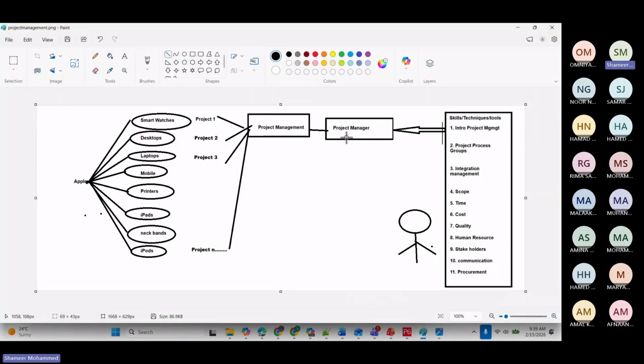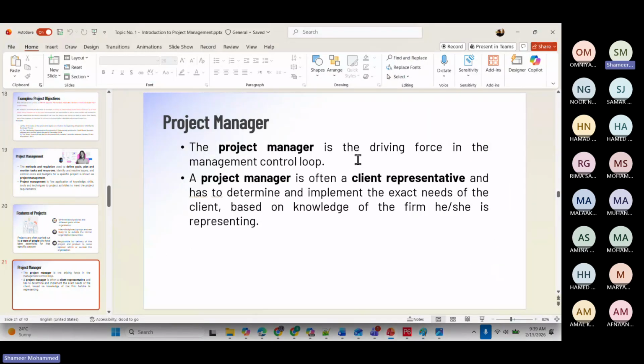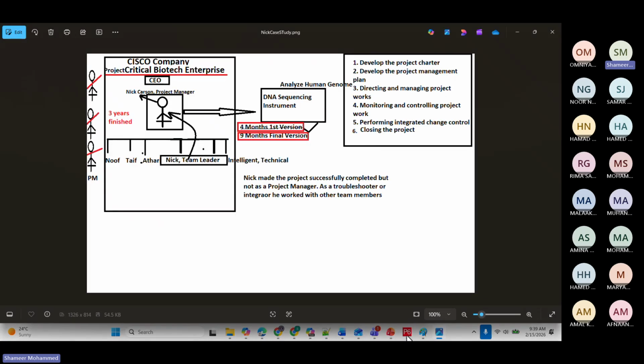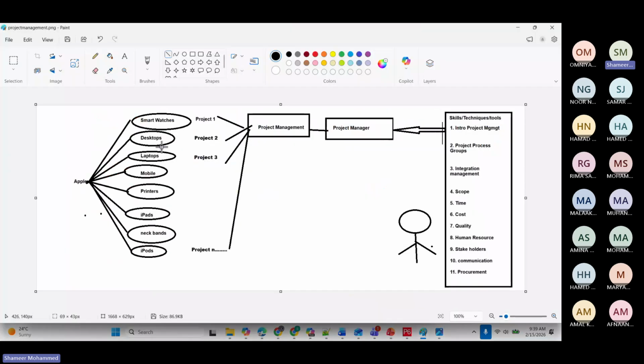project manager. Who is he? He is a driving force to manage the people. He is a representative. So he is implementing what exactly he needs. He is asking the client what you need. Based on that, they are designing. So they are designing this smartwatch or a laptop or whatever, iPhones or Apple products.